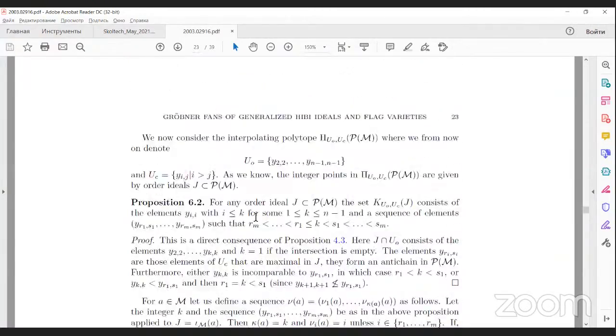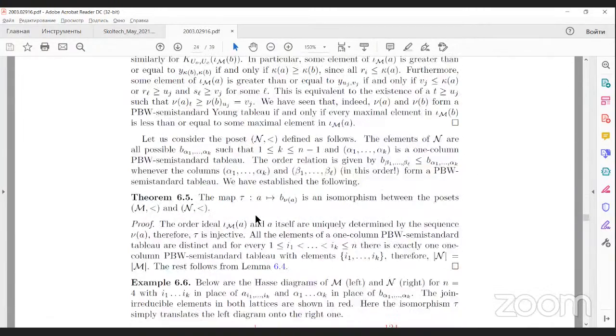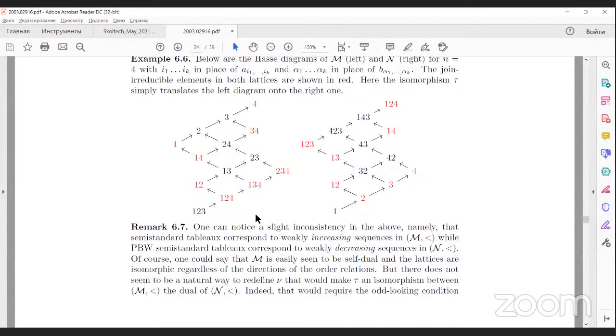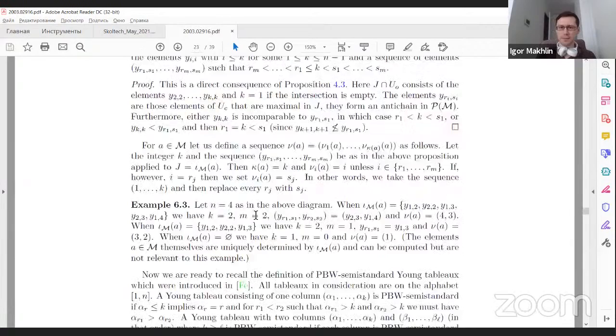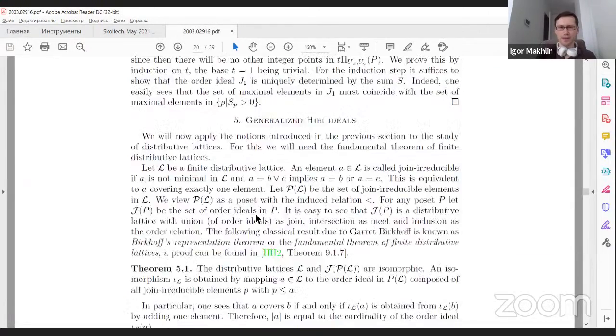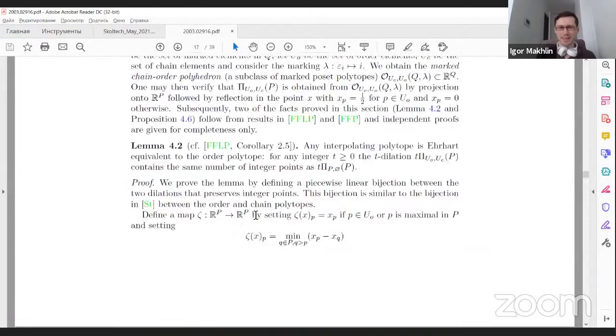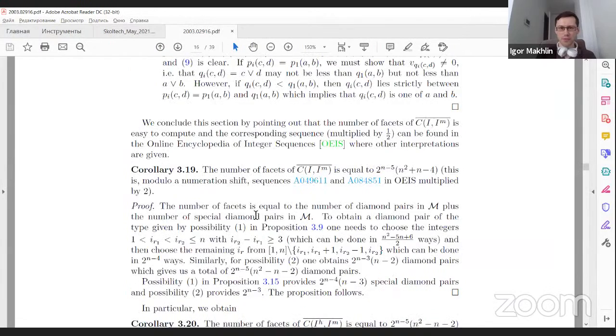I'm not saying embedded. I'm saying there is a property of the lattice which guarantees that it is isomorphic to the lattice of ideals, right? So yeah, good point. So this lattice is the lattice of ideals in what poset, right?